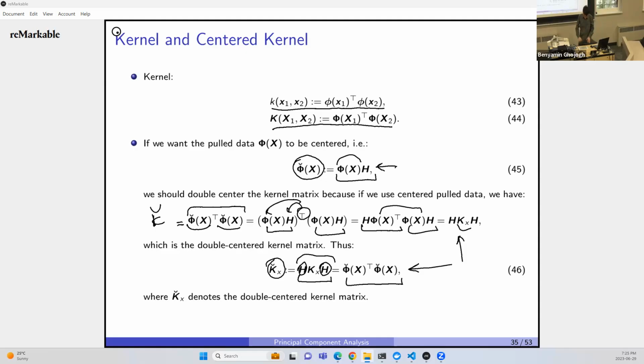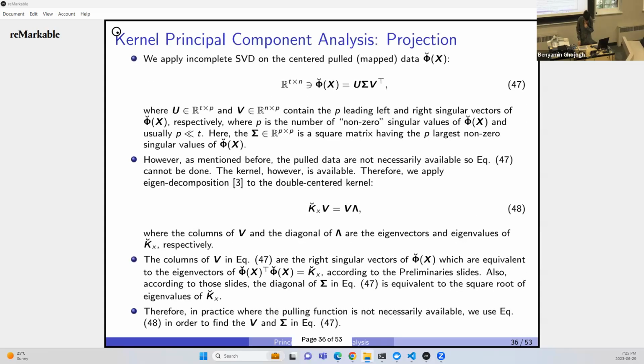So again, let me tell you. If I pull data to the feature space, the Hilbert space, center them there, and then measure their similarity, it is like this: I pull them, I don't center them, I calculate the kernel, the similarity, and then I double center that kernel matrix. We just proved it. So K hat is the double centered kernel matrix. Now you will see the beauty here.